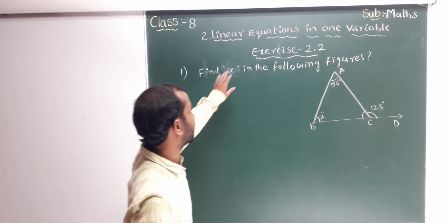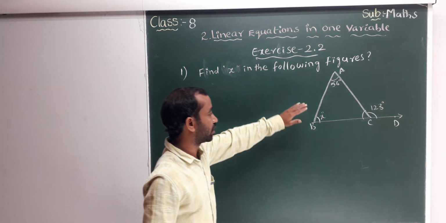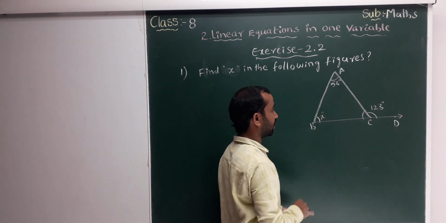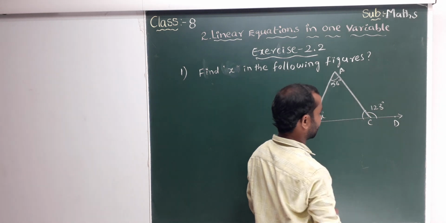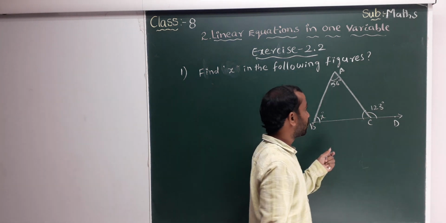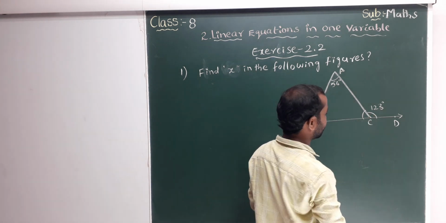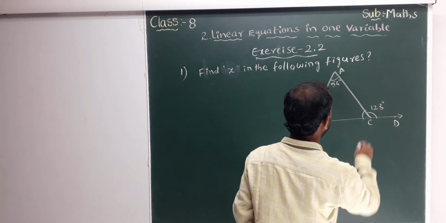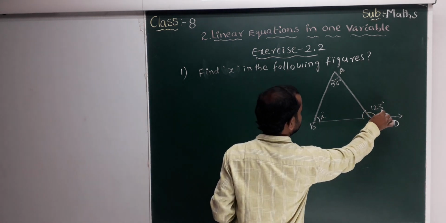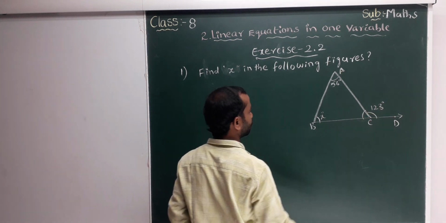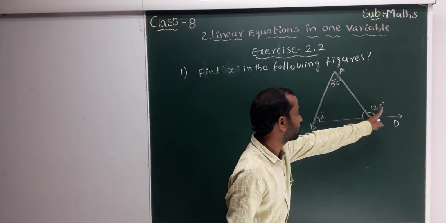Next, second exercise, that is first problem. Find the x in the following figures. So here in a triangle, three interior angles and one exterior angle. The property of a triangle: the exterior angle is equal to the sum of the two opposite interior angles. So x plus 56 is equal to 123.